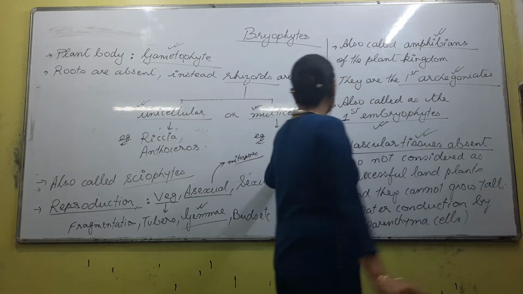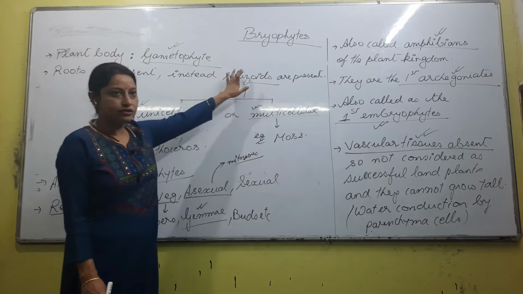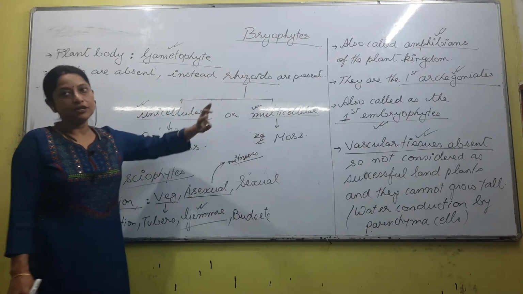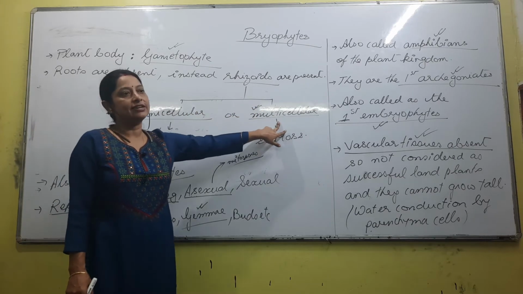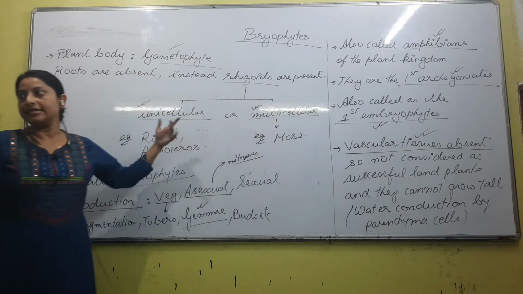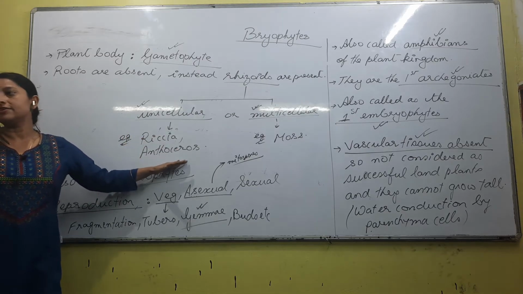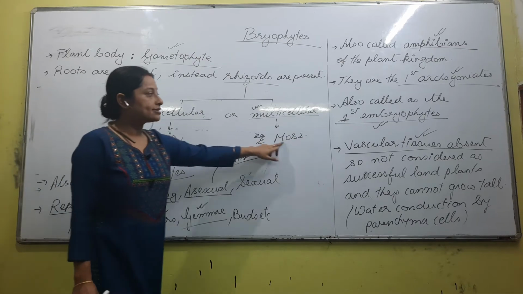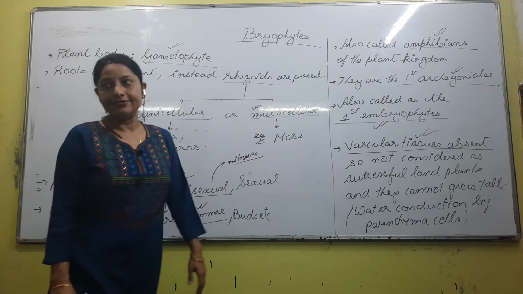Questions could be asked from this point also. Roots present or absent? Absent; instead of roots, they have rhizoids. Give an example of a plant that has unicellular rhizoids, and an example of a plant that has multicellular rhizoids. Lower bryophytes have unicellular rhizoids: Riccia, Marchantia, Anthoceros are considered lower bryophytes, right? Moss is the example of the highest bryophyte, with mostly multicellular rhizoids.